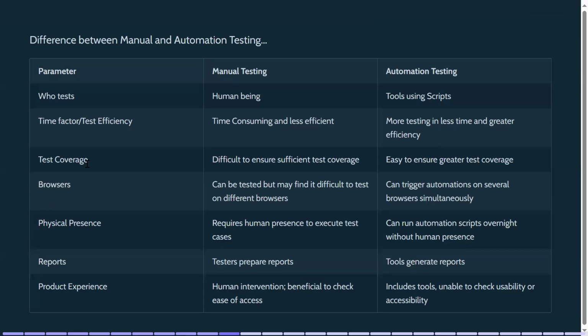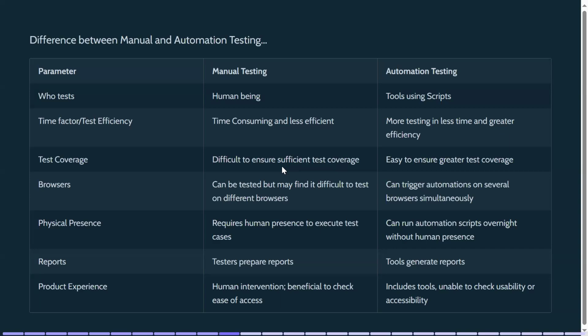Moving to the test coverage. Test coverage is nothing but how many functionalities you are going to cover in some ample time. So here it is very difficult to ensure sufficient test coverage. Why? Because you are not sure. You will be stuck at any point of time due to some complex scenarios, complex issues, or test data issues. There are a lot. So it is very difficult to ensure sufficient test coverage.